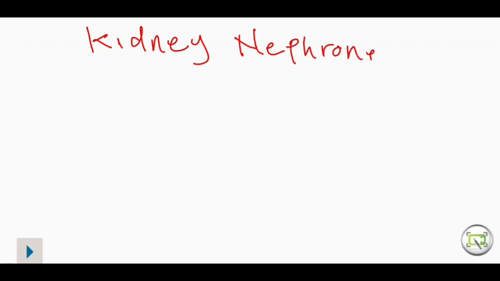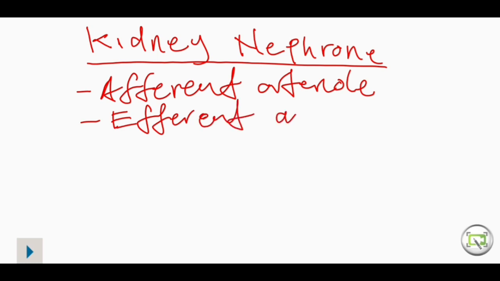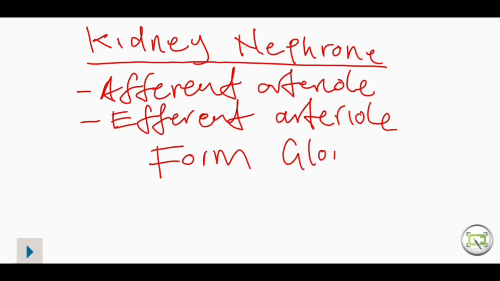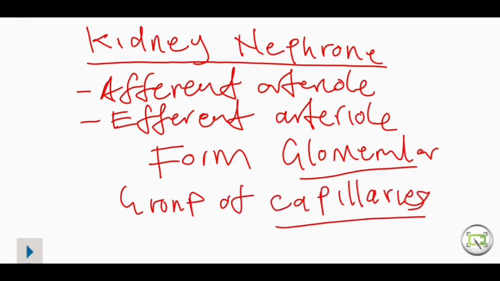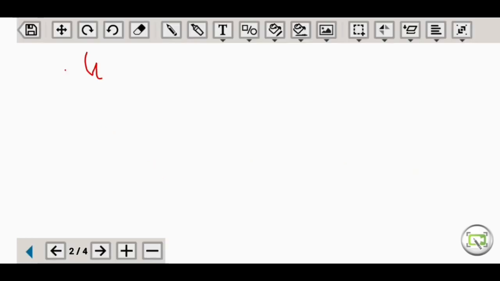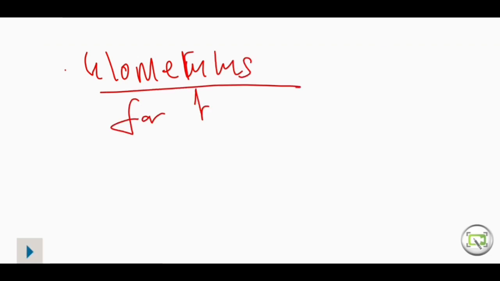In this lecture, we are going to talk about the kidney nephron and the structures associated with it. The first part is the afferent arteriole and the efferent arteriole. They form the capillary beds which form the glomerulus. The glomerulus is the fine capillary bed. The second one is the glomerulus, where blood filtration takes place.